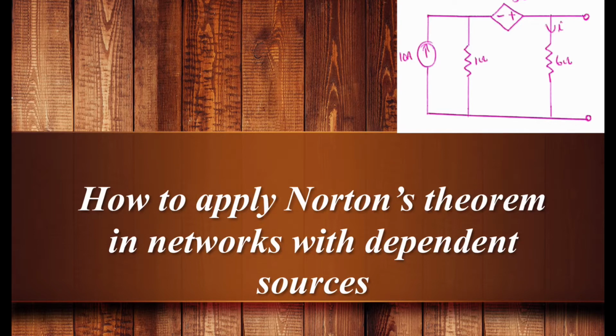As I told you earlier, by using Norton's theorem, we can represent a linear network with a simple equivalent circuit consisting of a current source in parallel with a resistor. The short circuit current across the load terminals is the value of that current source, and the internal resistance of the source network looking through open circuited load terminals is the value of that parallel resistor, which is known as Norton equivalent resistance. If you have any doubts regarding Norton's theorem, please do watch my previous video.